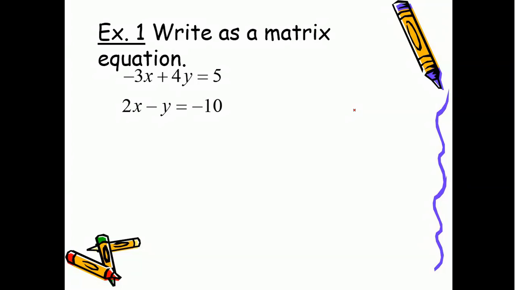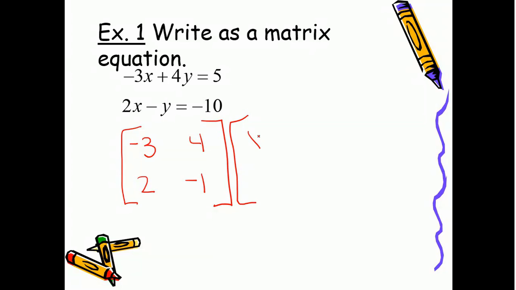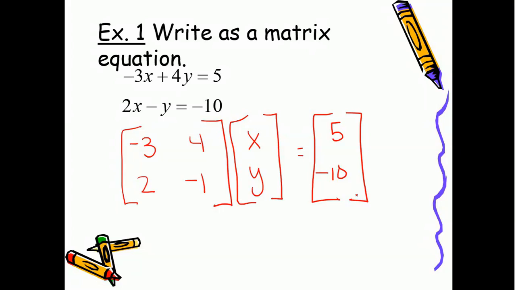So here I have this beautiful system. Let's write it as a matrix equation. I'm going to first write my coefficient matrix: -3, 4, 2, -1. Then I have the xy matrix, your variable, equals my constant matrix. Not too bad, right? Just writing them, but that's the very first step to being able to solve them: you got to be able to write them in matrices.